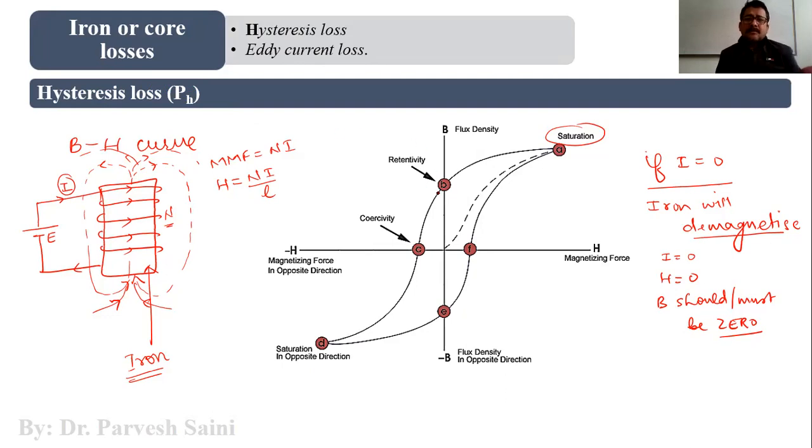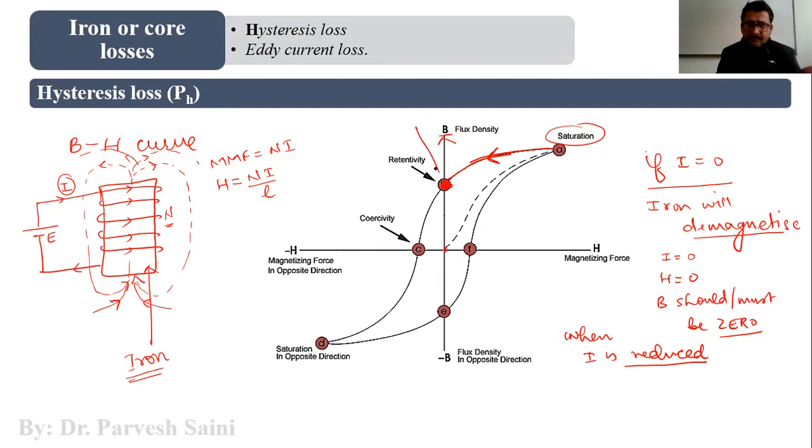Practically, what happens when you reduce the current? When I is reduced, the BH curve will not follow its original path. It will return by a different path, and it will land at some point on the B axis, the flux density or y axis, when H is equal to 0.